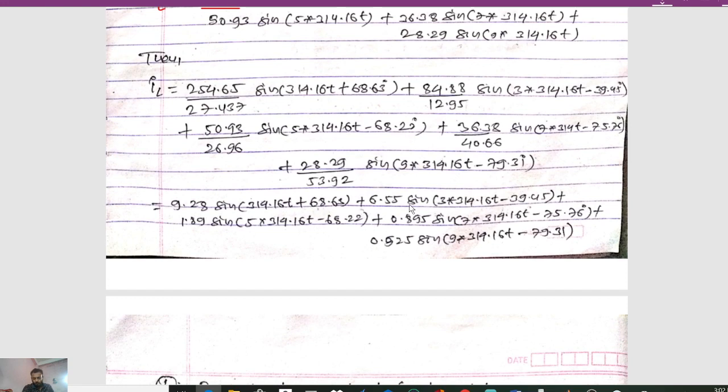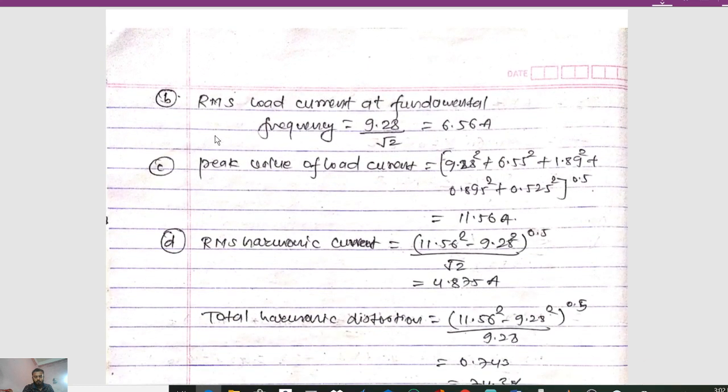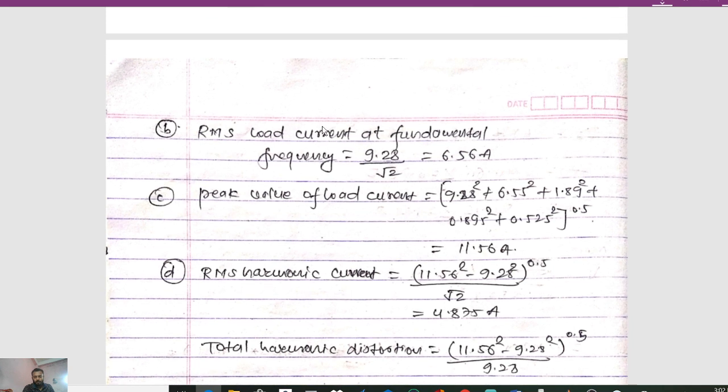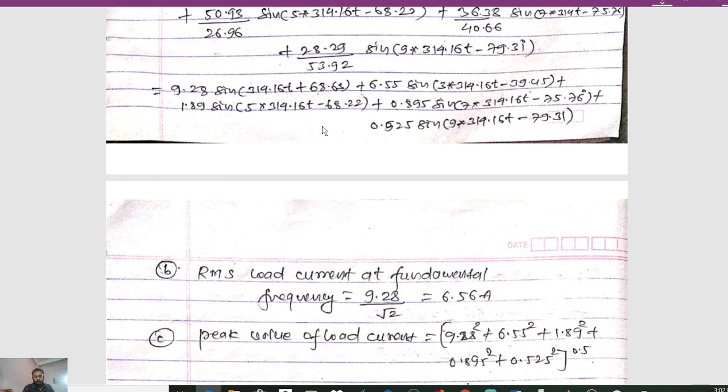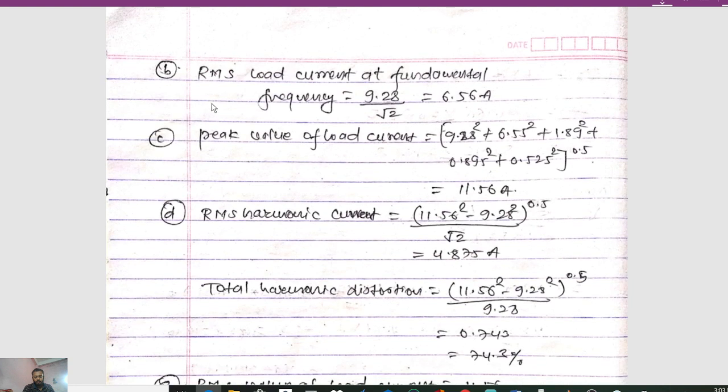Similarly for n equals 3, similarly for n equals 5, n equals 7 and n equals 9. And in the second part we have to calculate the RMS load current at fundamental frequency. So at fundamental means n equals 1. So for n equals 1 here we have 9.28, and you have to calculate the RMS load current. So for RMS we have to divide it by root 2. So you will get here 6.56 ampere.